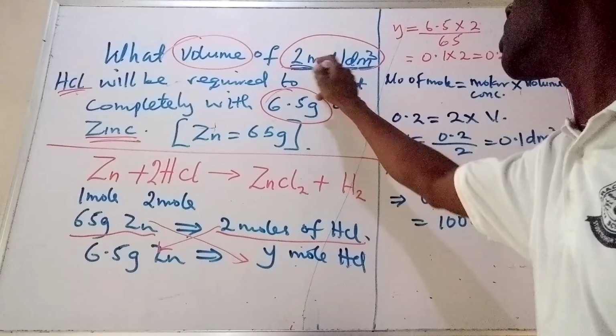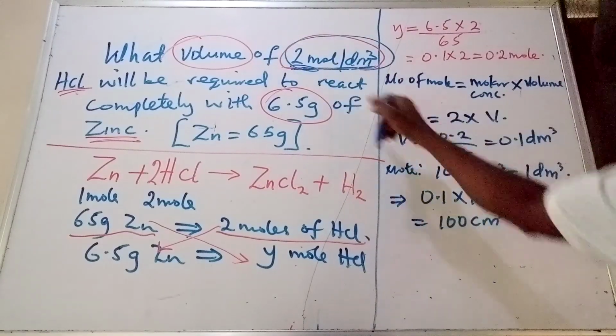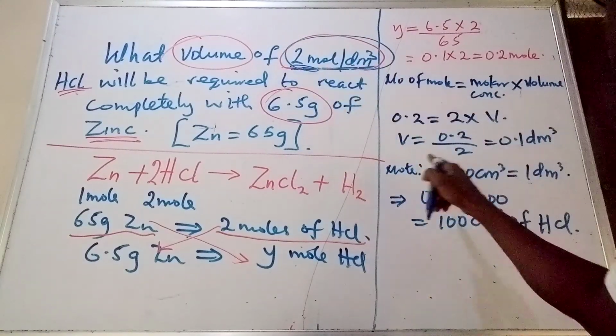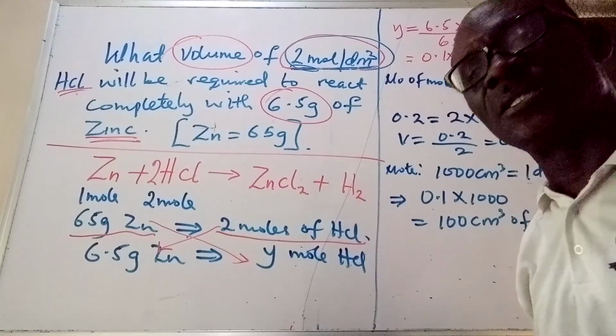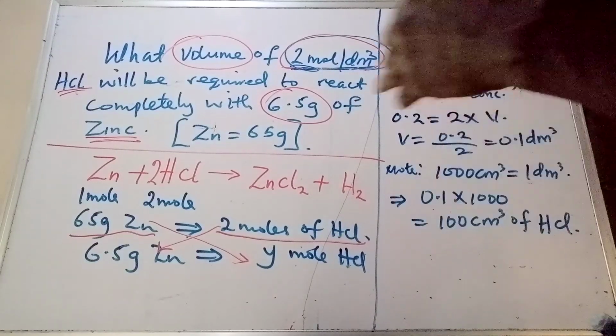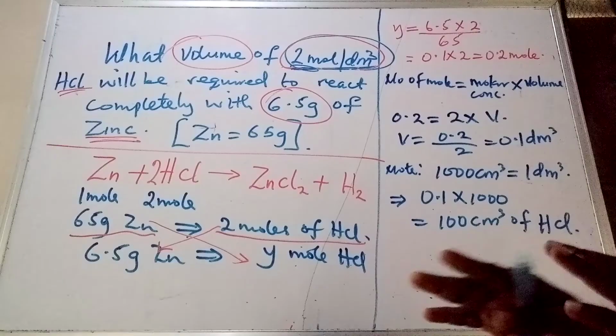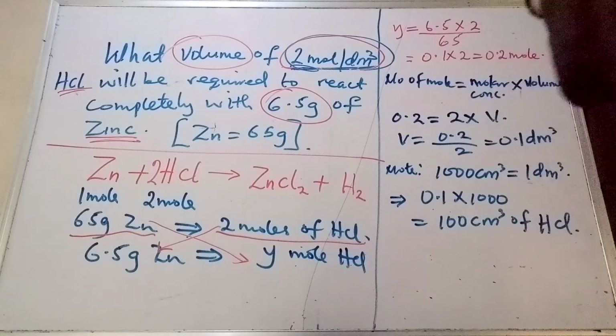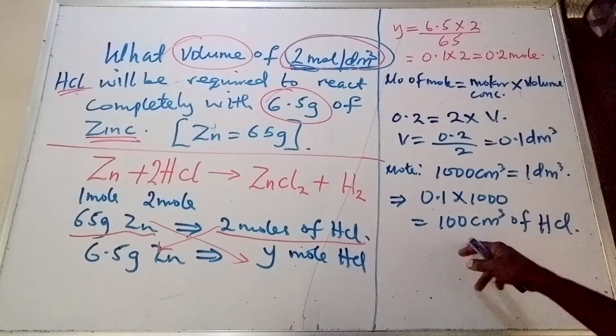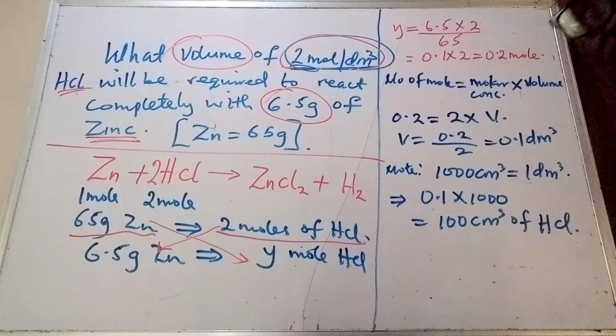This is the concentration. Don't mix them together. Molar concentration is not the same thing as mole. Molar concentration is mole per dm cube, while mole is just a number of moles. And this is the volume we are asked to find. That's all.